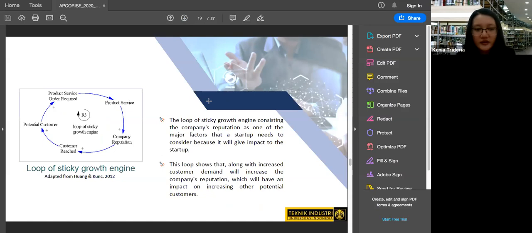Okay, this is the loop of the sticky growth engine. The loop of the sticky growth engine consists of the company's reputation as one of the major factors that a startup needs to consider because it will have an impact on the startup. This loop shows that all of the increased customer demand will increase the company's reputation, which will have an impact on increasing other potential customers. Next.